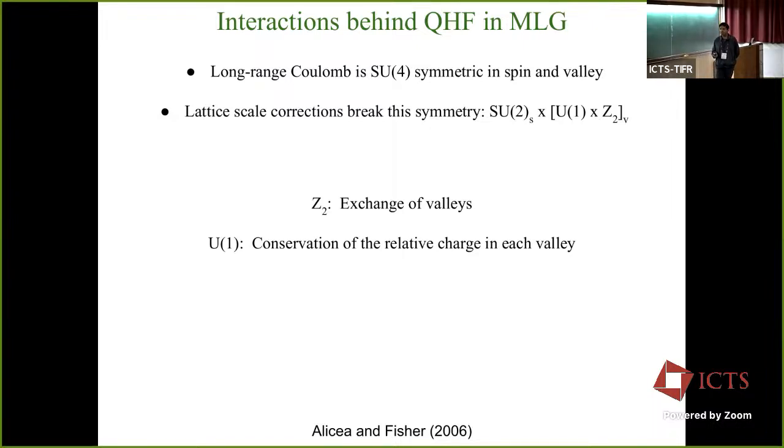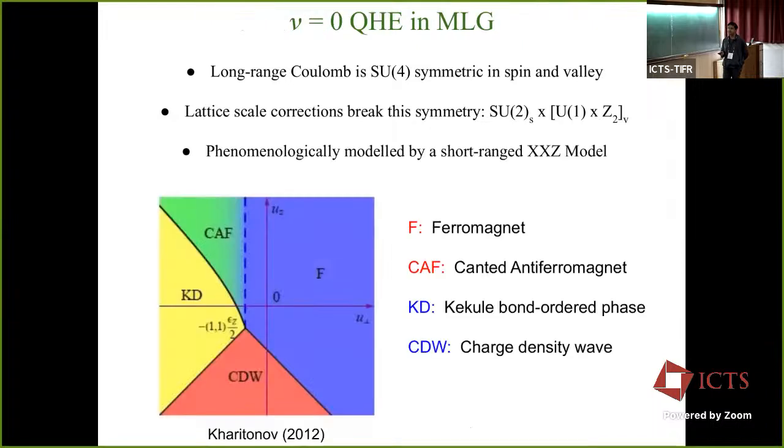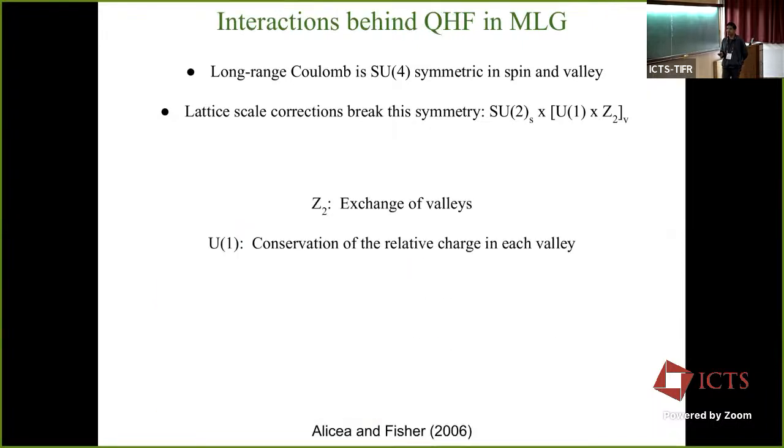What's the U(1)? Since each of these valleys lives on a different wave vector, and K minus K prime, or 2 times K minus K prime, is not a reciprocal lattice vector, in order to have translation invariant interactions, you must conserve charge in each valley individually. This means you must conserve the global charge as well as the relative charge of each valley, and this is the U(1) which enters here.